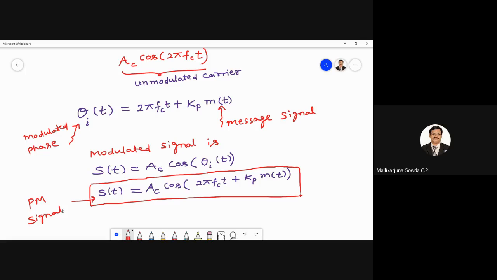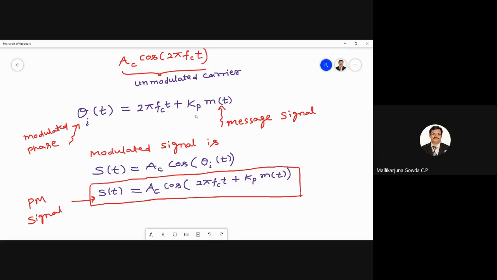Is it fine, or do you have any doubts in this? I took the unmodulated carrier as Ac cosine of 2 pi fct. I am writing the modulated phase such that the phase of the carrier signal is proportional to the message signal, meaning the phase of the carrier is modulated by the message signal. So I can write theta i of t is equal to 2 pi fct plus Kp into m of t. What is this Kp?